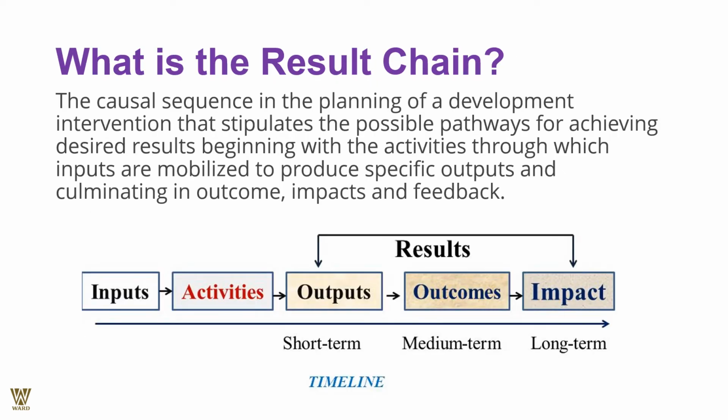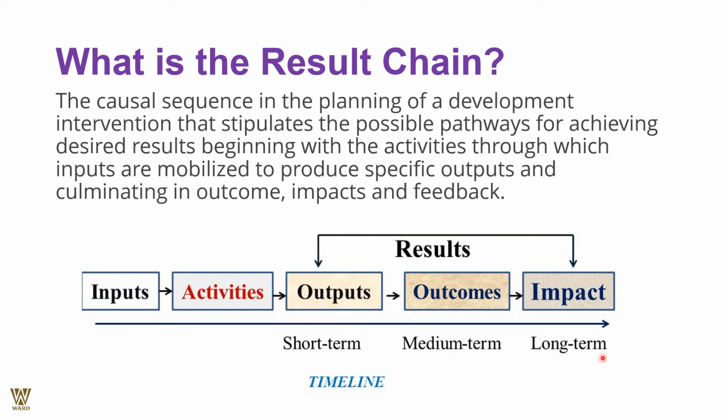So here it comes. What is a result chain? We have been talking about the result chain time and again. I have said it is a causal sequence in the planning and development of an intervention. Remember, we are talking about intervention. So these are on the short-term basis: input, activities, and output. But when it comes to result, it is from output, outcomes, and impact, be it short-term, medium-term, and long-term.